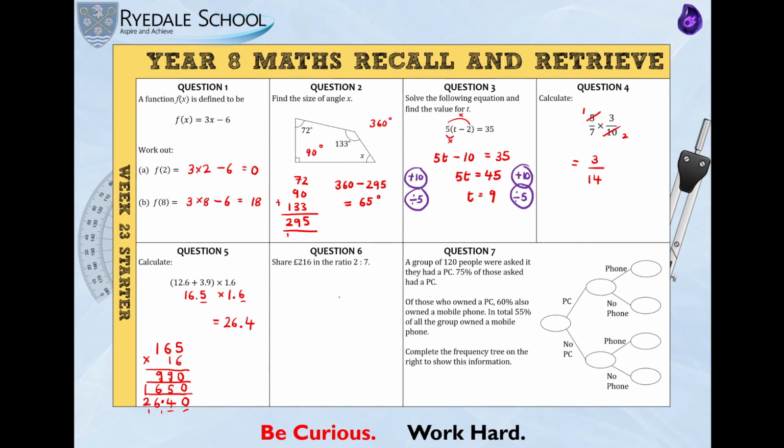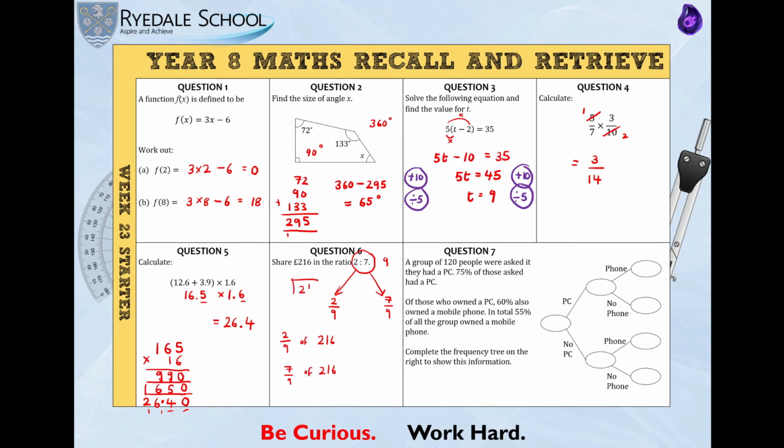Question 6. Share 216 in the ratio 2 to 7. Well, remember with ratios, you need to count up how many parts there are. There are 9 parts. So if I have 2 parts and 7 parts, I'm splitting it into 2/9, because there's 9 parts in total, and 7/9. So I need to do 2/9 of 216, and I need 7/9 of 216.